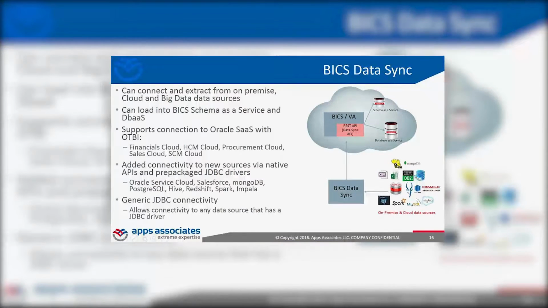So let's talk about BICS Data Sync. As I mentioned, it's emerging as a hub, so it can connect to on-premise, cloud, or big data sources, and load into Schema as a Service or DBaaS. And in the latest version, it now supports natively connecting to any Oracle SaaS application, that's a cloud application, that has OTBI, another acronym, of course, but that stands for Oracle Transactional Business Intelligence. That's a reporting metadata layer that sits on top of those Oracle cloud systems.